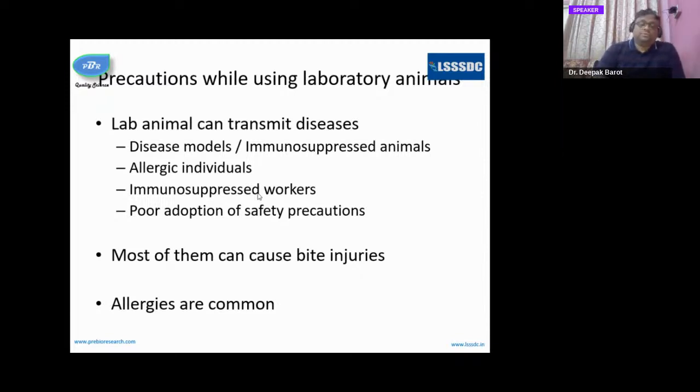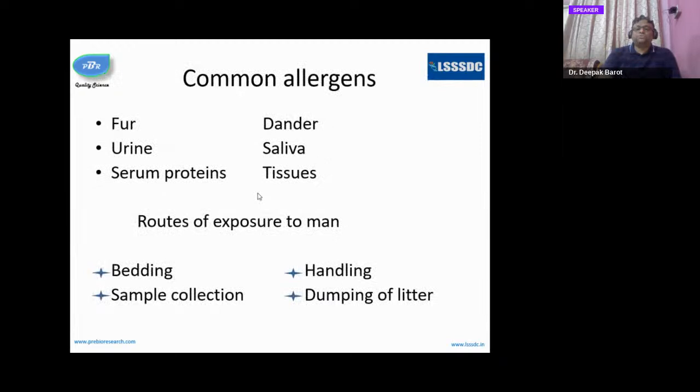And if you don't adopt appropriate safety measures or precautions, then also you can be exposed to disease from animals. Many of you who have worked with these animals would know that even rats and mice, when you open their mouth, have two big incisors coming right from the front. So if you are not careful, you may get bite injuries from them as well. And as I said, allergies are very common. So these are the precautions we should take.